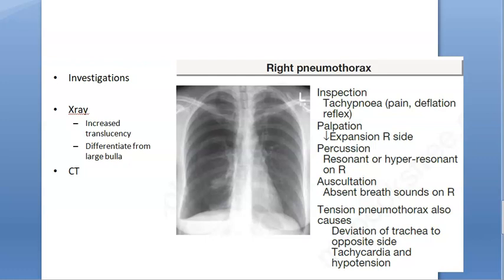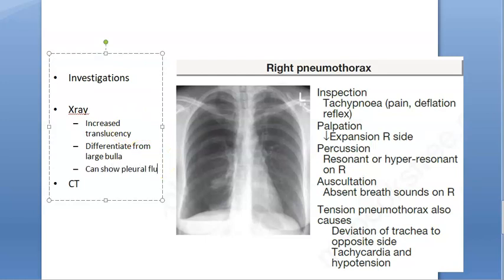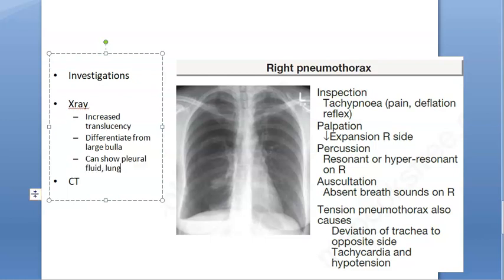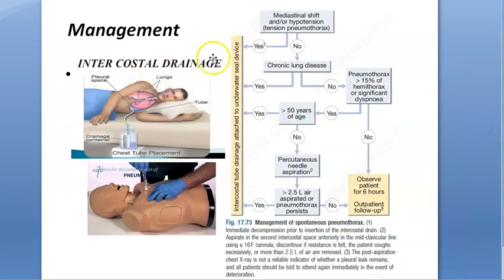Okay, X-ray can show you if there is any underlying lung disease, and it can also show you if there is any pleural fluid. It can show pleural fluid, lung disease and mediastinal shift. Okay. Then CT also you can use, but X-ray itself is usually enough.